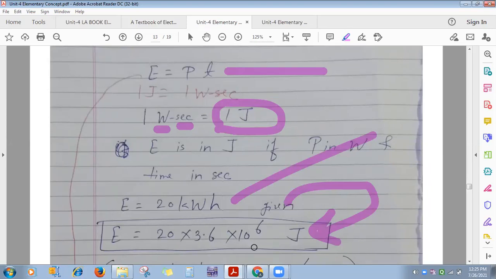So kilowatt hour to joule, how can you convert? 1 kilowatt hour is equal to 3.6 into 10 to the power 6 joule. This is the standard relationship. Just multiply it by 3.6 into 10 to the power 6, so that will be in joule.